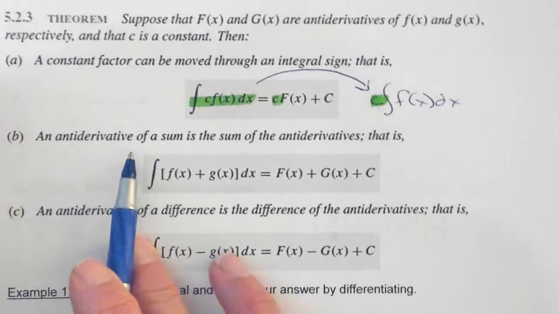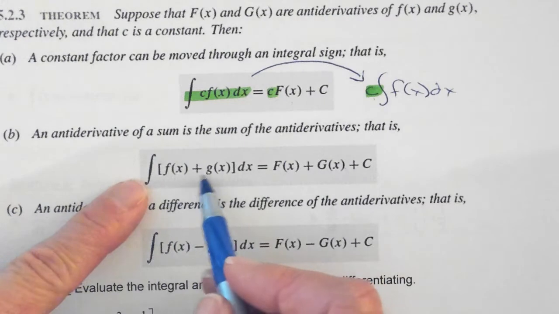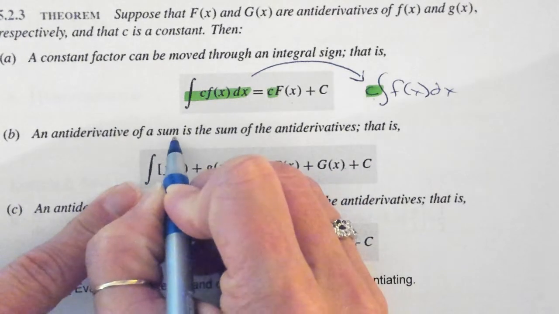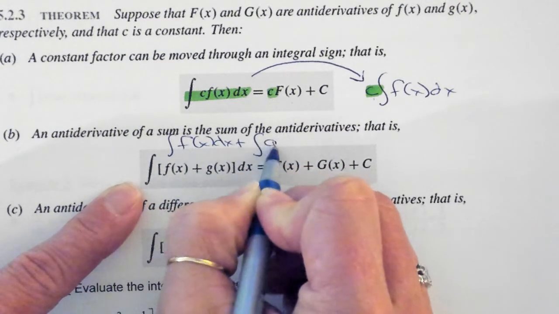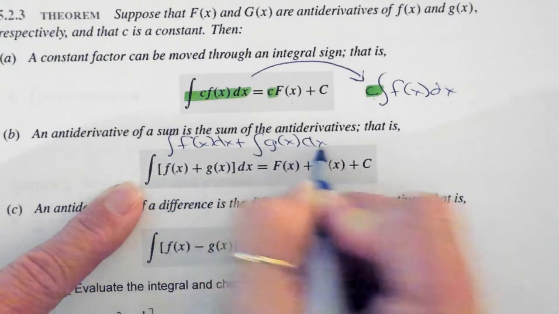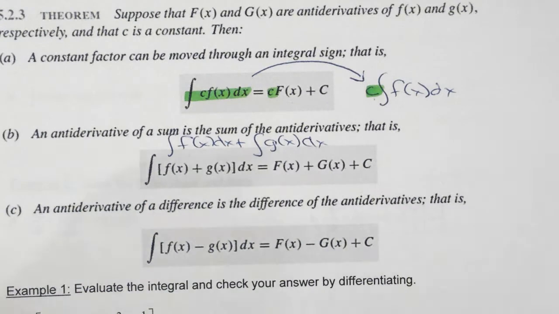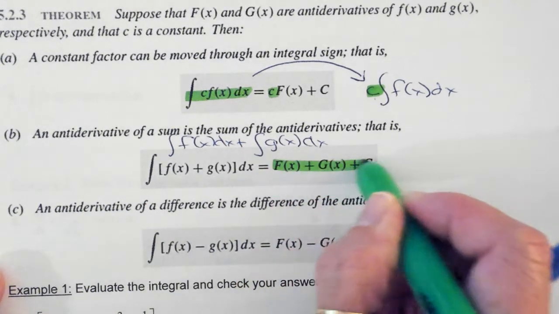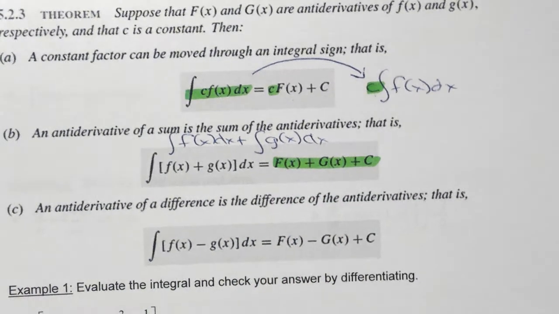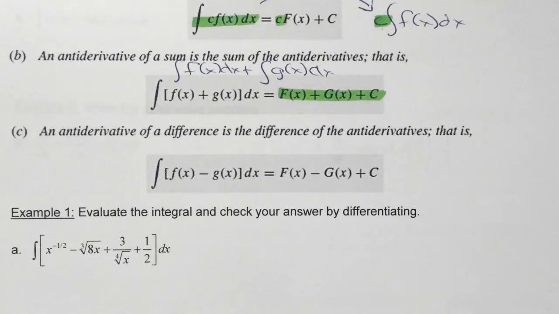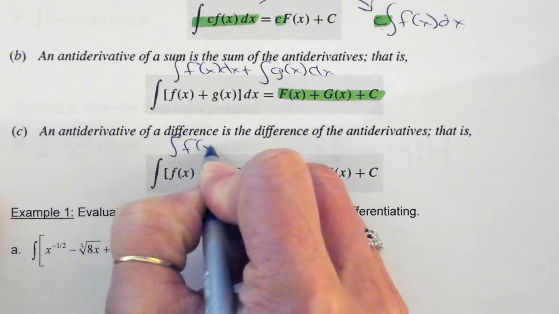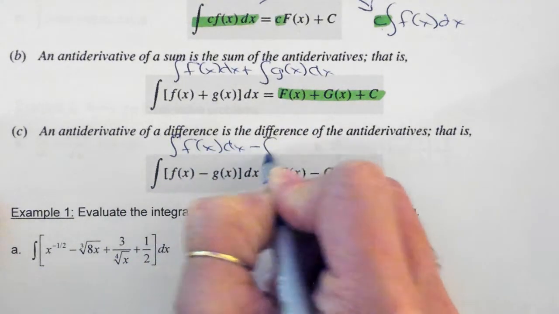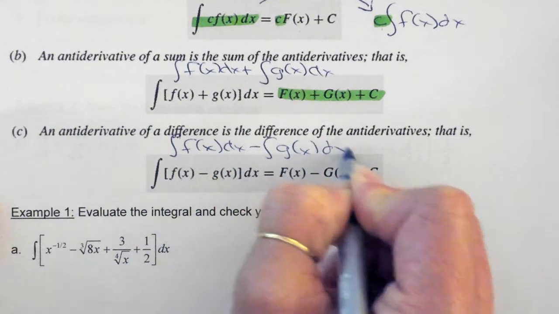The integral of a sum. Basically, you can split these two apart. So you have the integral of f of x dx plus the integral of g of x dx. Okay, and that would be equal to these antiderivatives right here. And then the difference would be the same thing. So you have the integral of f of x dx minus the integral of g of x dx.